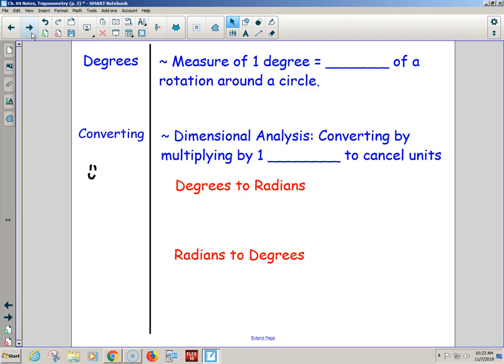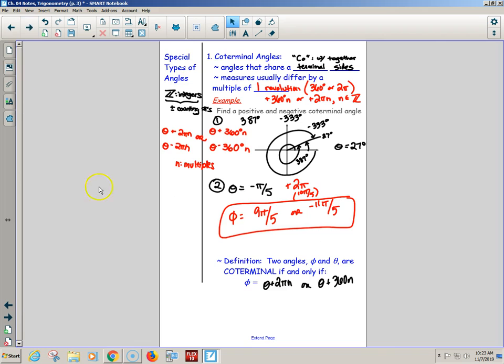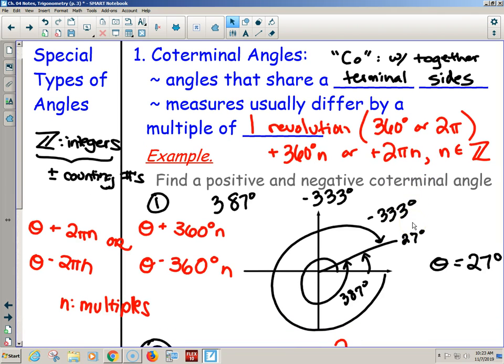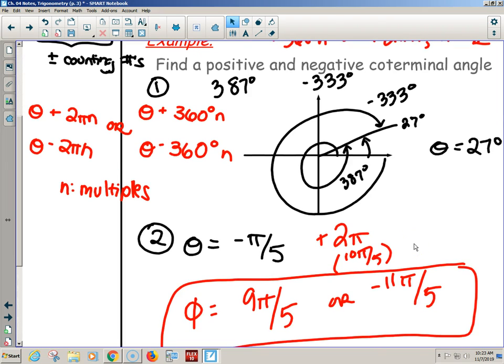Degrees. What's a degree? I asked you yesterday and you were like, temperature? Anyway. What's a degree? It's 1/360th of a rotation around a circle. You subtract and add from 360, which is 2 pi, not 180. We have to get all the way around to land at the same spot. So it's plus or minus 360, not 180, or plus or minus 2 pi.